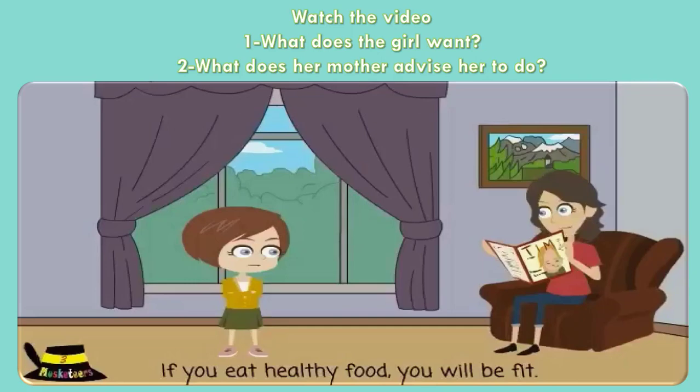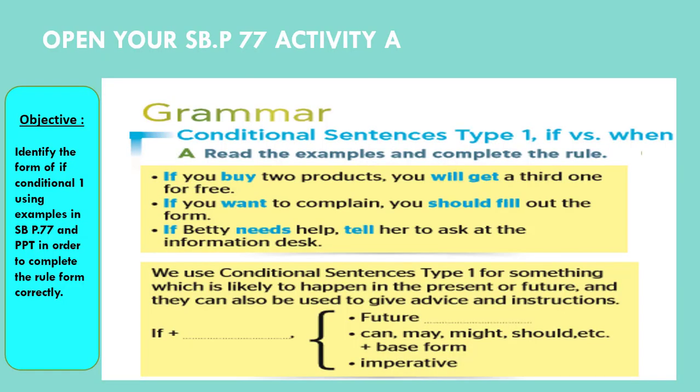So here, the girl asked her mother for advice, and the mother replied by giving her advice using if type 1. Now, exercise A. Read the examples and complete the rule. Number 1. If you buy 2 products, you will get a third one for free. Number 2. If you want to complain, you should fill out the form. Number 3. If Betty needs help, tell her to ask at the information desk. Pay attention to the words in blue.